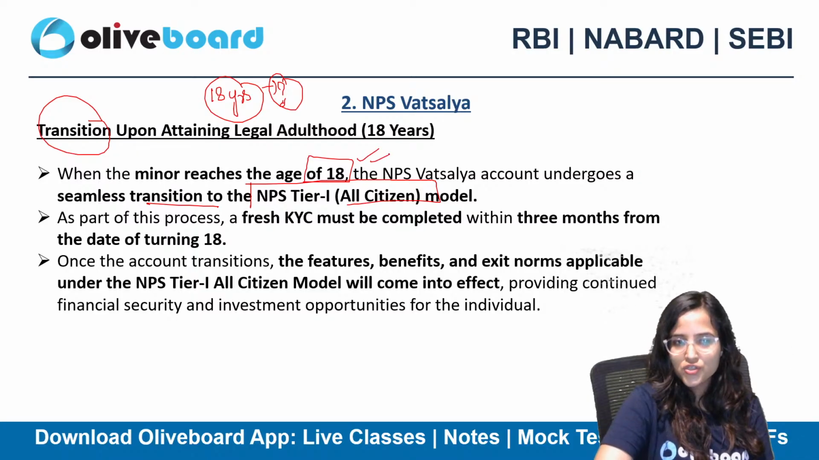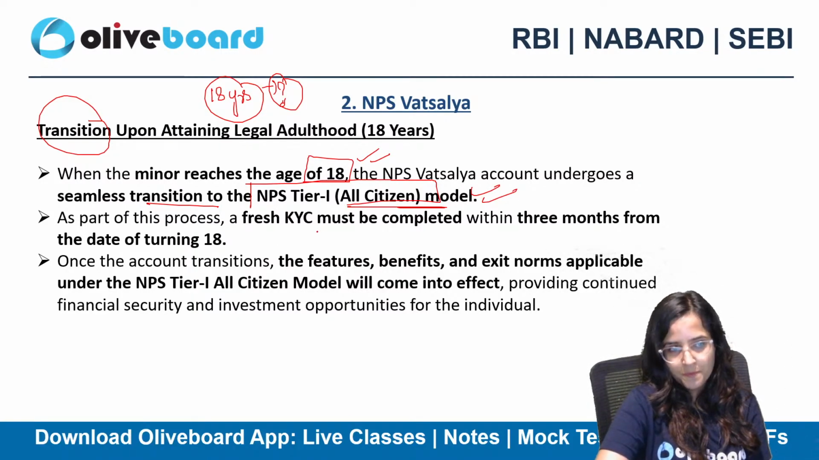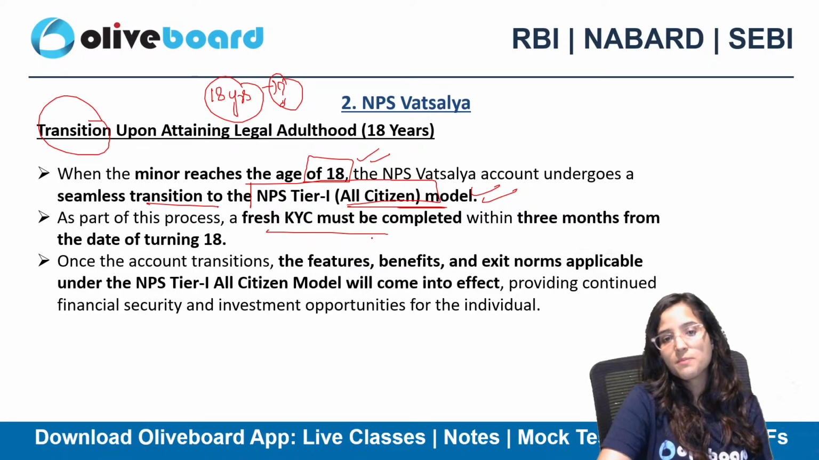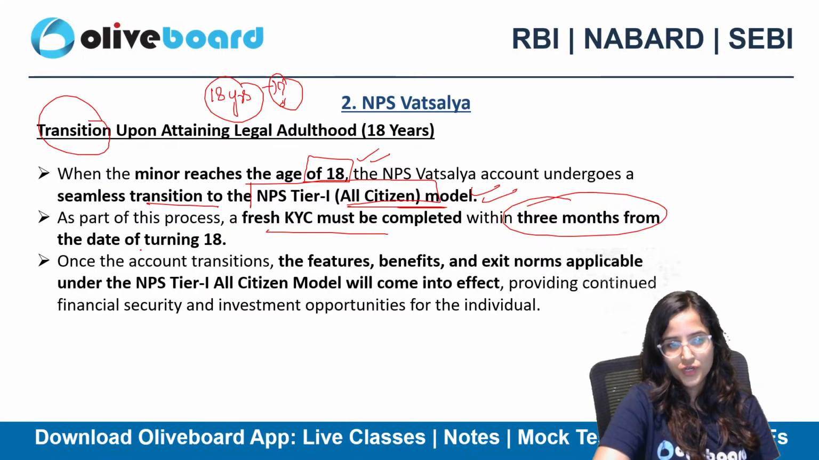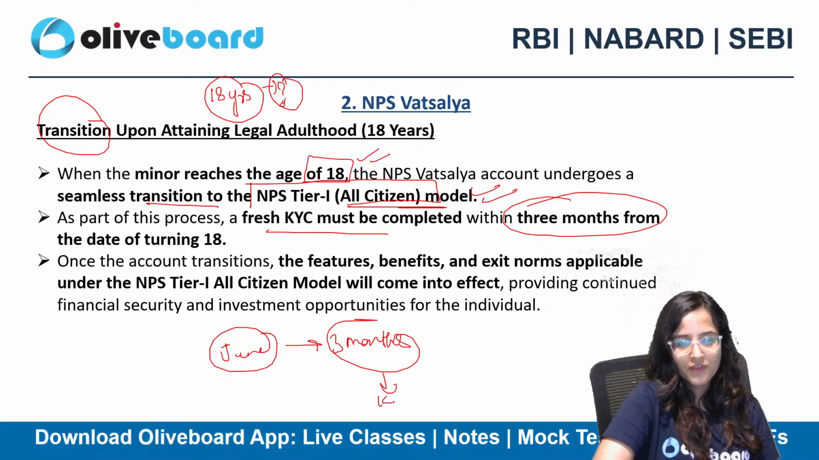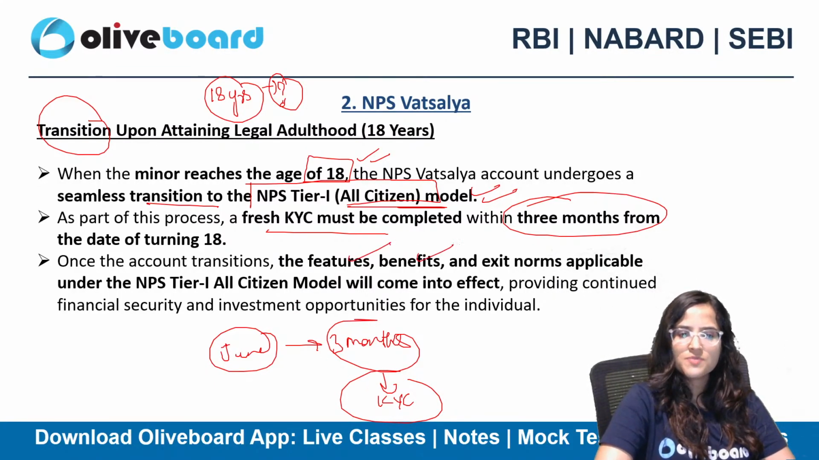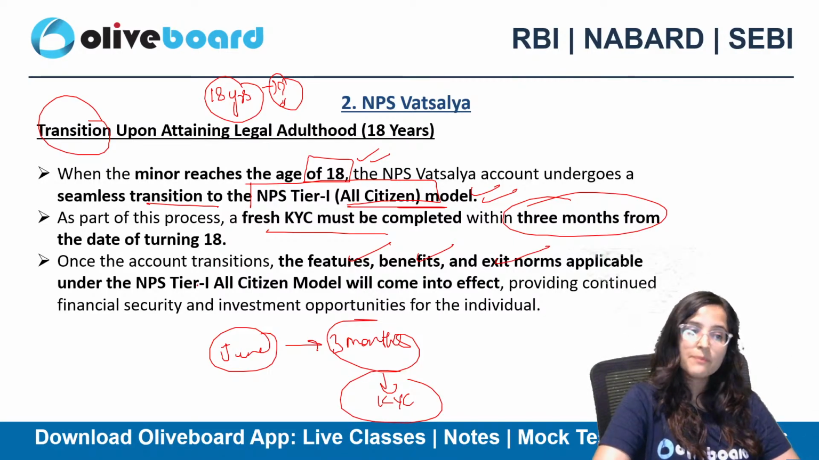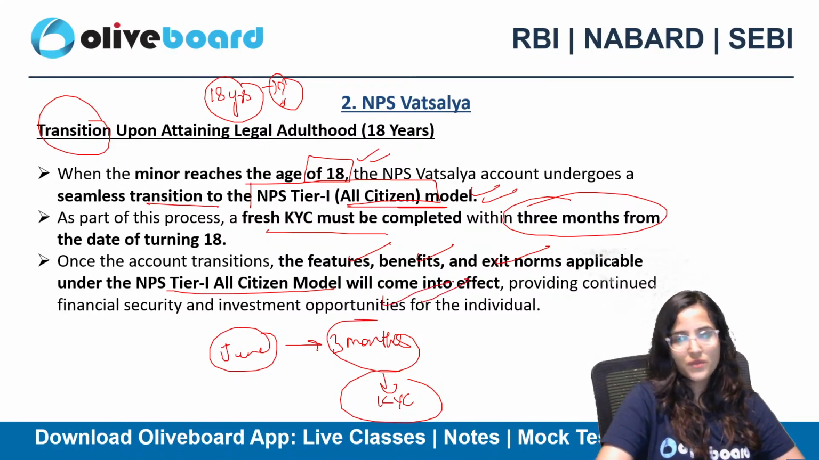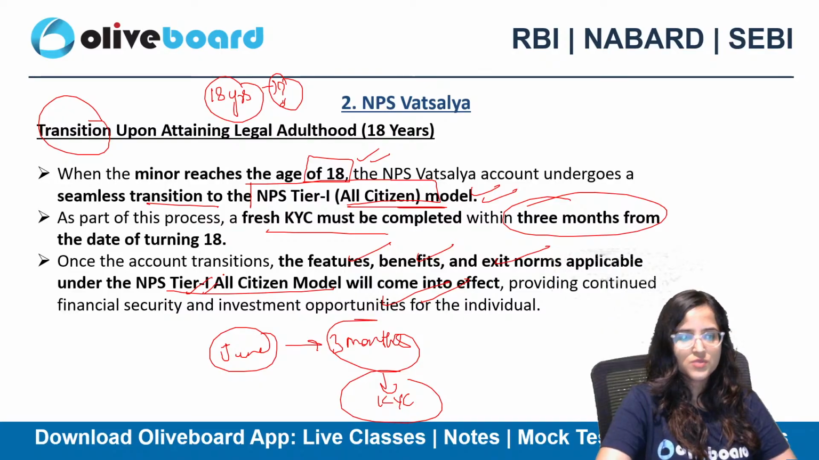Okay, so once you attain 18 years of age, your account will be transferred to the NPS Tier 1 All Citizen model. And a fresh KYC must be completed within 3 months from the date of turning 18. So, suppose you're turning 18 in June. After that, you have 3 months of time frame to get your KYC done again. Fine. And once the account is transitioned, the features, benefits, and exit norms applicable under the NPS Tier 1 All Citizen model will now come into effect. So now you no longer have a child account, you're going to have this NPS Tier 1 All Citizen model account.